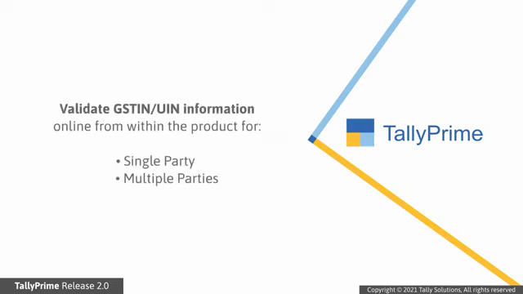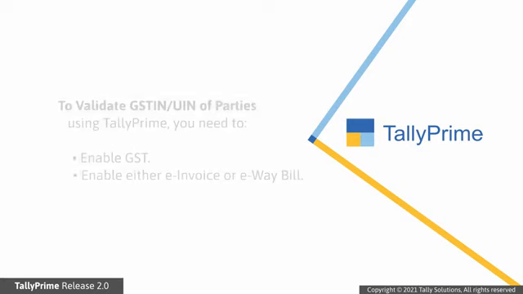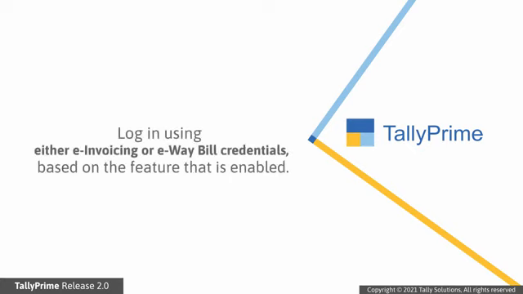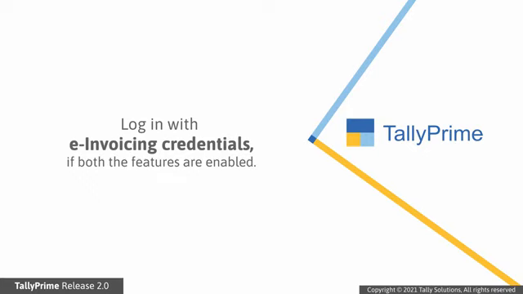TallyPrime Release 2.0 onwards, you can validate GSTIN or UIN information online from within TallyPrime for single party and multiple parties. For this, you need to enable GST along with either e-invoicing or e-way bill at the company level. Furthermore, to validate GSTIN or UIN using TallyPrime, you need to log in using either e-invoicing or e-way bill credentials based on the feature that is enabled. If both features are enabled, then you will need to log in with e-invoicing credentials.